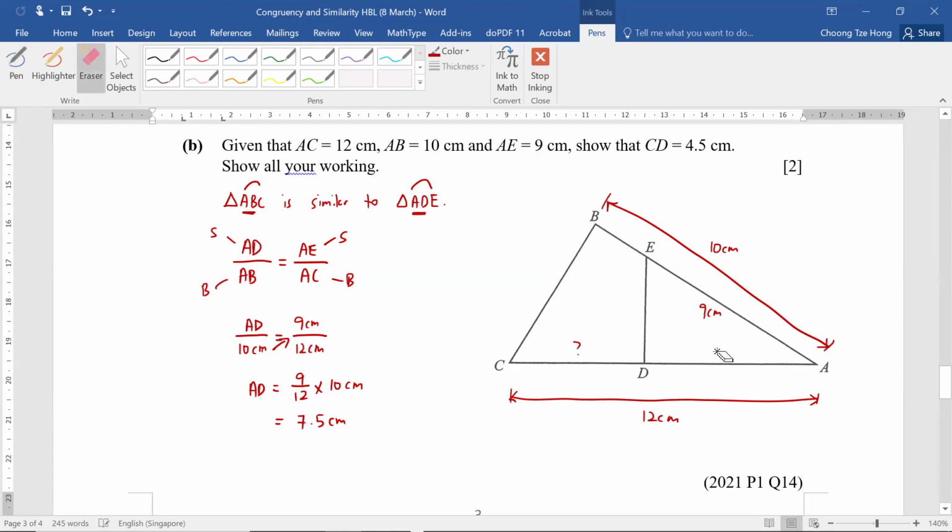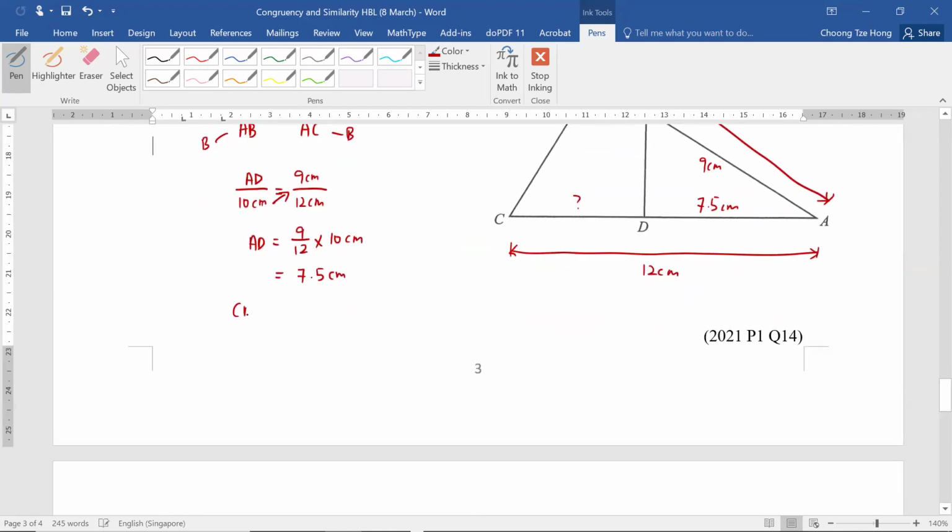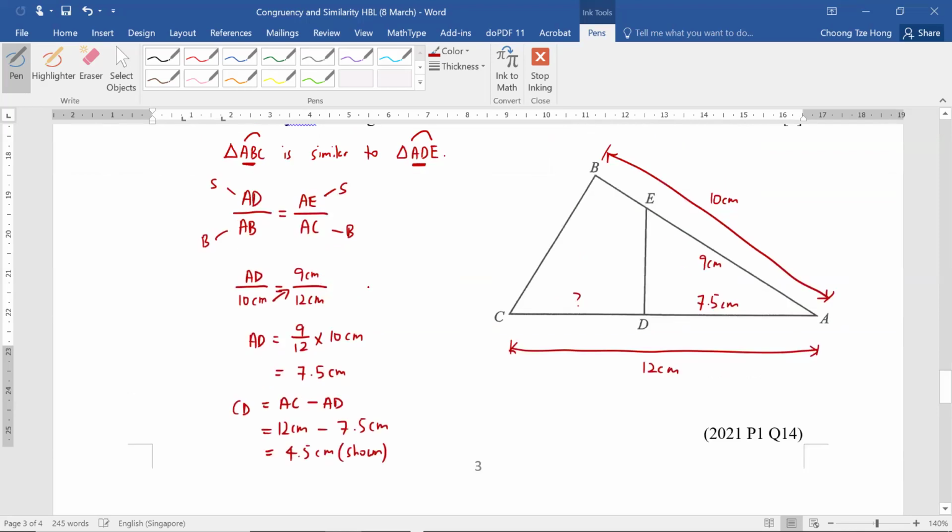Once you find anything, you can actually write it inside the diagram. All we need to do now is take 12 minus 7.5 and we should be able to get CD. So CD is equal to AC minus AD, which will be 12 cm minus 7.5 cm, and indeed it gives us 4.5 cm. So this is the way to do the question. If CD is not directly a length in any of the triangles, then maybe we need to find another length first, which is a part of a triangle, and then we do some subtraction.